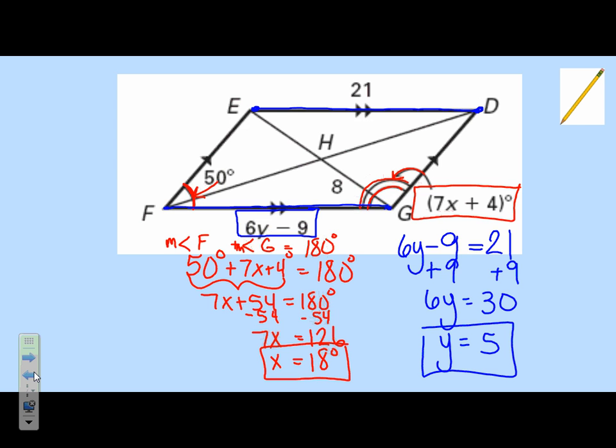Notice I didn't mark degrees on that one because I wasn't finding an angle here, just a length, okay? So x and y are solved for based on the properties of parallelograms.